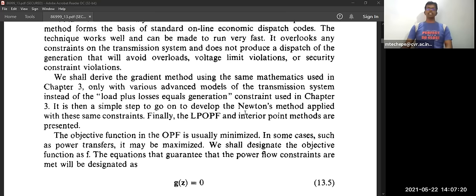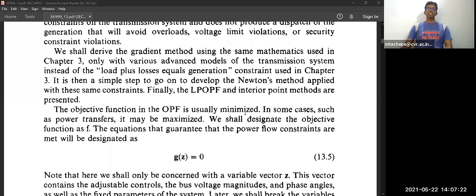The objective of OPF is usually minimized. Always we are minimizing the losses, as well as the generation costs and startup costs. In some cases, such as power transfers, it might be maximized. This minimization problem can be a maximization problem also.